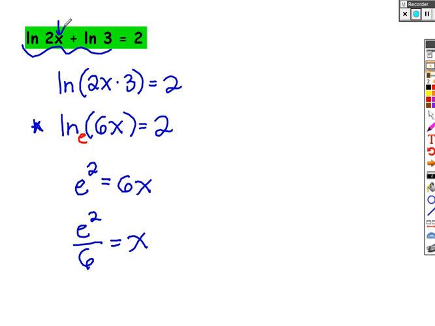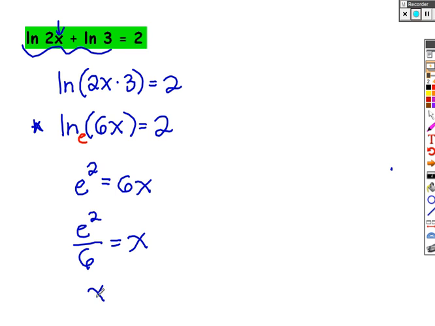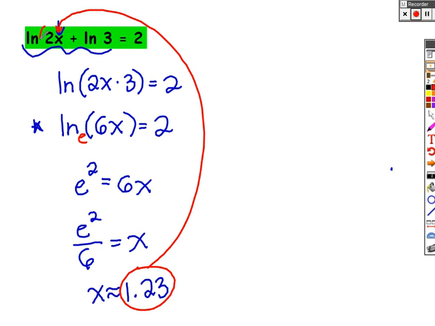So at this point I'd go to my calculator, and I could just take e squared divided by 6, and that should give me my approximate answer. So x is approximately equal to 1.23. And again, if I can use my calculator, I'd encourage you to go back, plug this into your original equation, take the natural log of 2 times about 1.23 plus the natural log of 3, and you should get out 2.